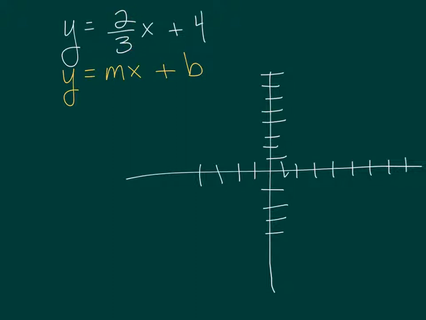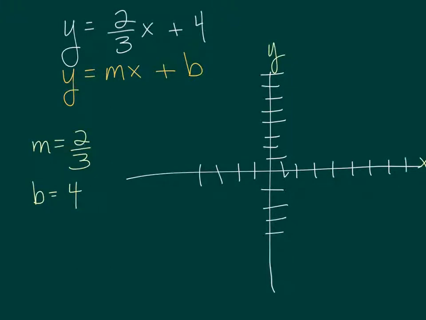So now I know my m equals 2 over 3 because I found it right there, attached to that x. Then my b value, and make sure you connect whatever the value is there, is right there. So my b value equals 4. Now remember, b is the y-intercept. The y-intercept is the point where the line crosses the y-axis. So my y-intercept in this problem is 4.